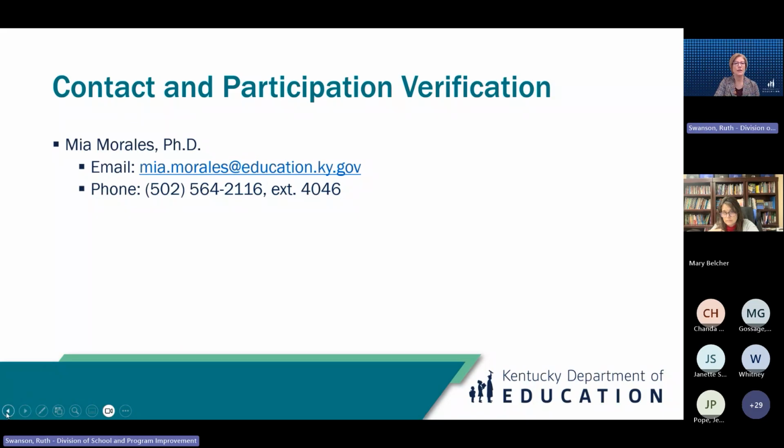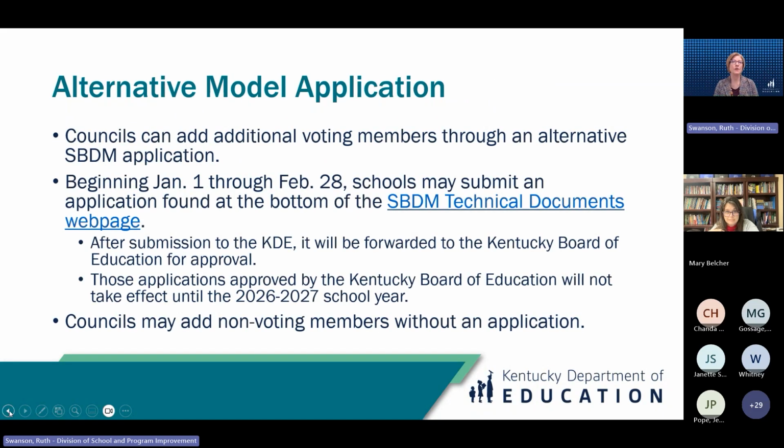The other thing we wanted to talk about is the upcoming window for alternate model applications. So that window opens on January 1st and closes February 28th. And so schools who wish to propose a different format than the traditional structure of the SBDM must complete an application. And that application is available on the SBDM Technical Documents webpage.